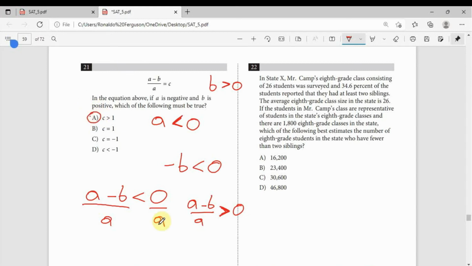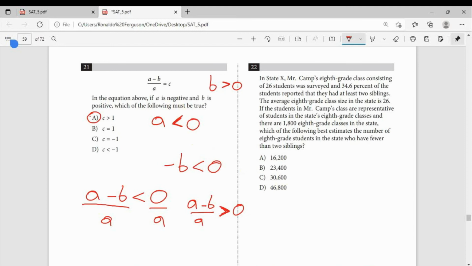Because guys, if C is just 1, that's only giving us one possible solution. But there are multiple negative A values and B values that will satisfy this equation. So clearly it would have to be C greater than 1. C greater than 0 is the same thing as saying C greater than 1. Alright? So in that case, it's option A. Is that cool?